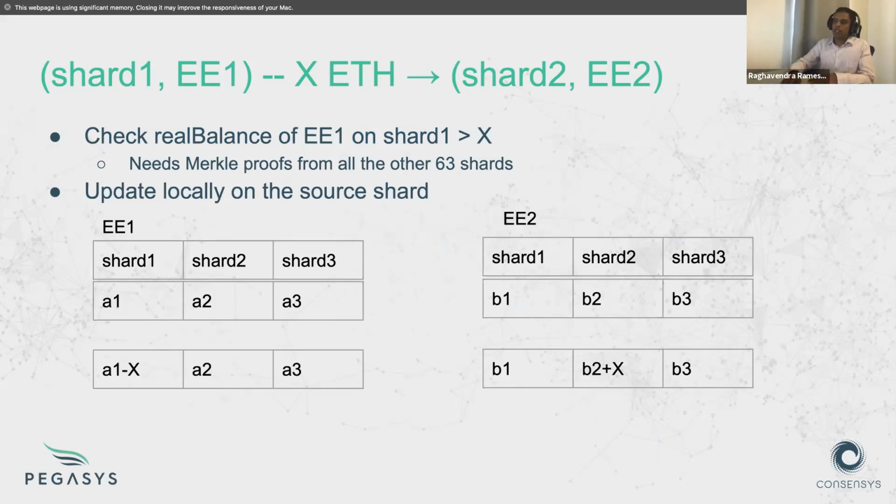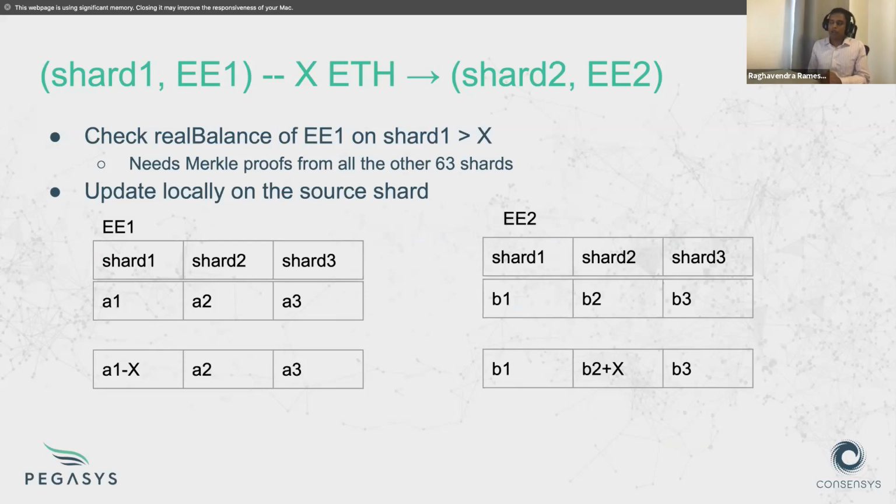So everything happens on the sender shard. That means on shard 1. There is no processing required on shard 2. That is the beauty of this approach. So on shard 1, in the slot, it will have to first check that for enabling this transfer, this EE1 has X amount of ETH.